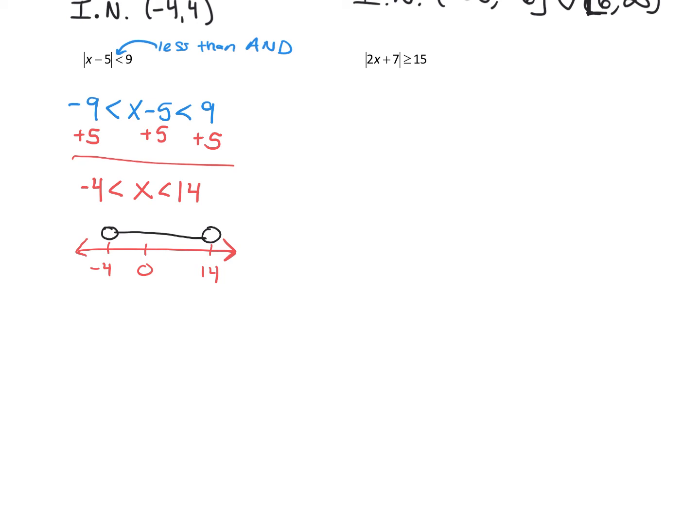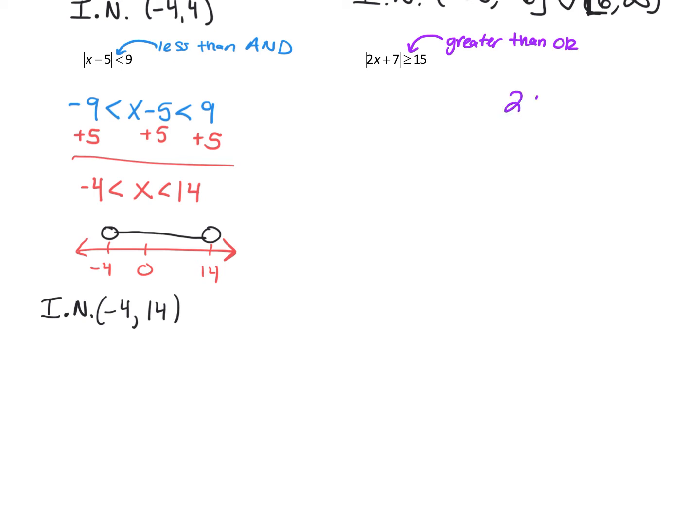And my values will be between negative 4 and 14. And this is how I'd write my interval notation. For the next one, similar idea, except for now this is a greater than, so greater than is an or.